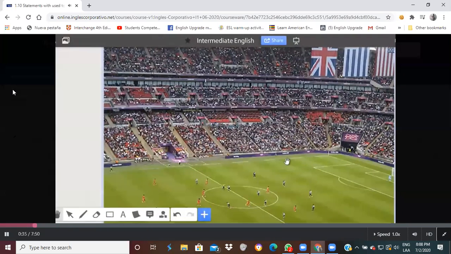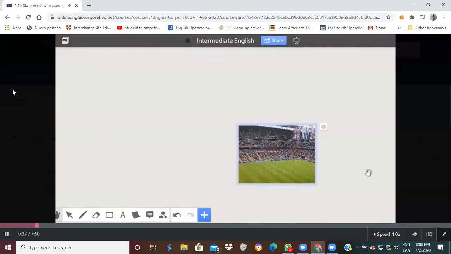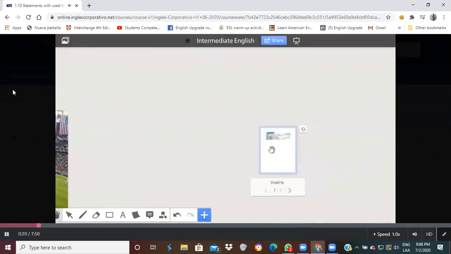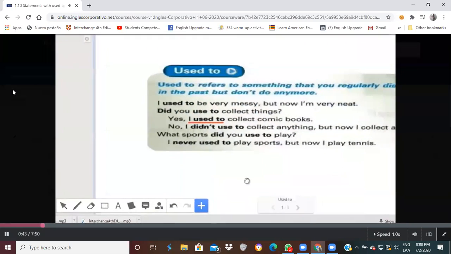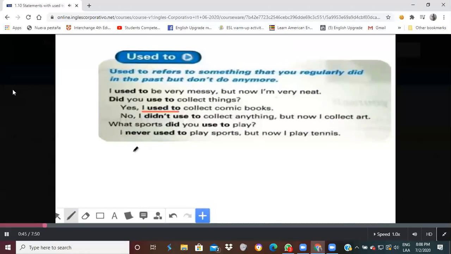Let me get started by presenting some structure. As I mentioned, what we're gonna do is we're gonna try to become familiar with the usage of used to. And in this class, we're gonna become familiar with making positive statements and negative statements using used to. So here are a couple of examples that we want to learn.